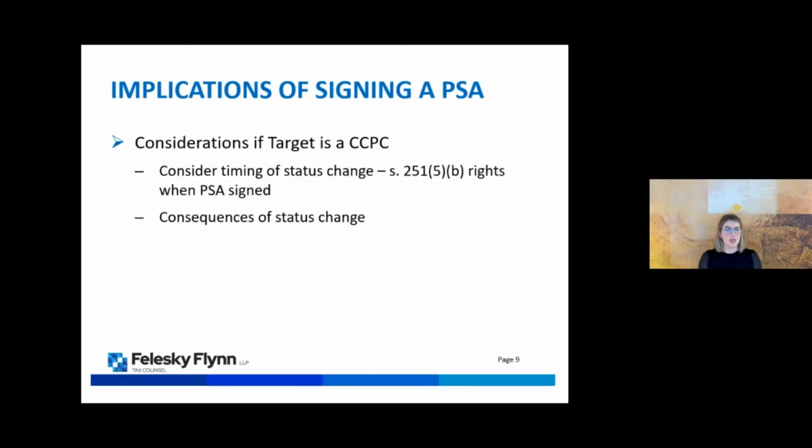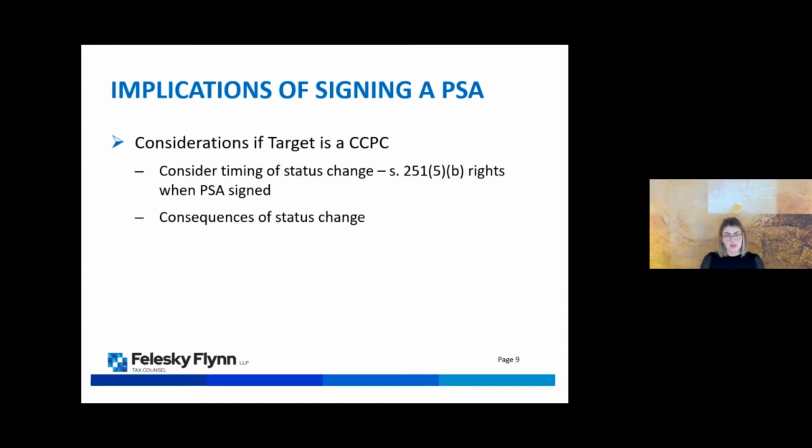So when the purchaser and the target sign a purchase and sale agreement, there are some specific consequences because of the target's status as a CCPC. When that purchase and sale agreement is signed, the target actually ceases to be a CCPC. So very generally, the definition of a CCPC in subsection 125.7 deems a corporation not to be a CCPC if it's controlled by a public corporation or a non-resident. So in our case, we have a purchaser who's a public corporation.